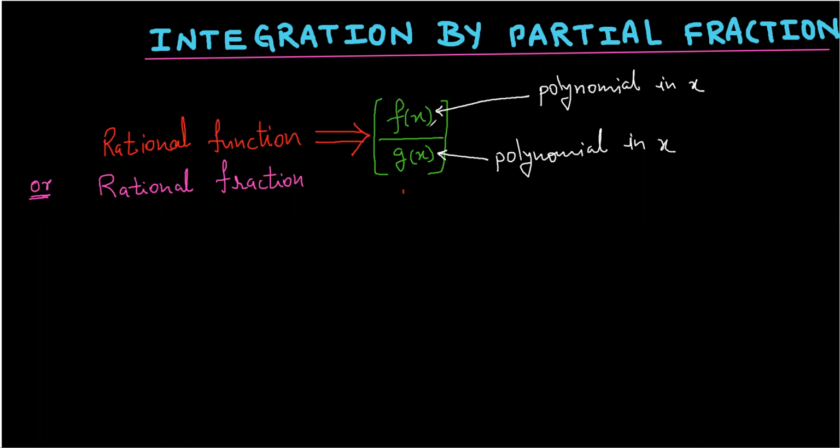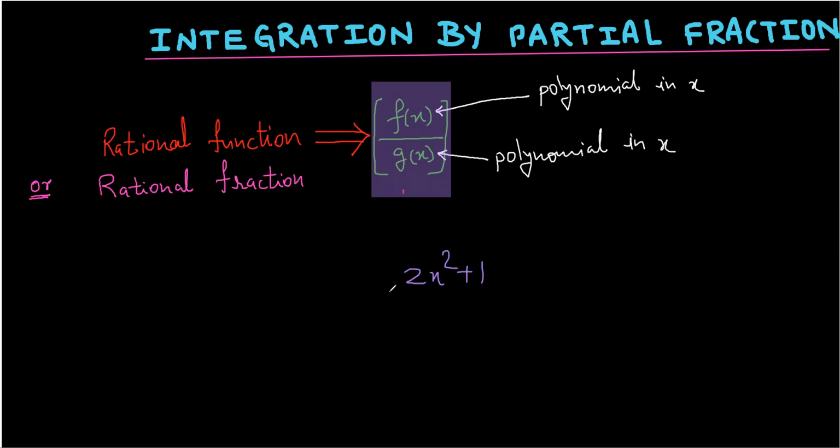So see here, students, I have here f of x upon g of x. I have a function here which is in the form f of x upon g of x. Like, suppose you have 2x square plus 1 upon 3x square minus 5x plus 7. So what is it? It is f of x upon g of x. So something like this you have.